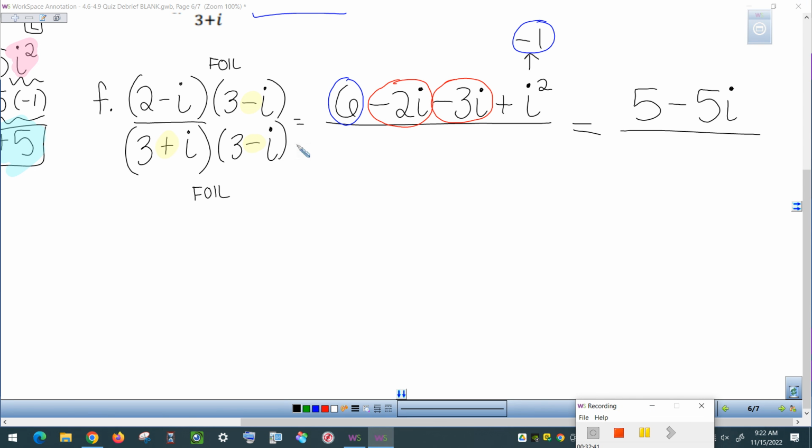On the denominator here, 3 times 3 is 9. I had a few folks writing this as 6. Just be real careful with your multiplication. I know it's easy to get mixed up about what's happening. You do have a calculator with you, so you can always check those calculations using that. Then the outside is minus 3i, and the inside is plus 3i, so something very nice is going to happen with that.